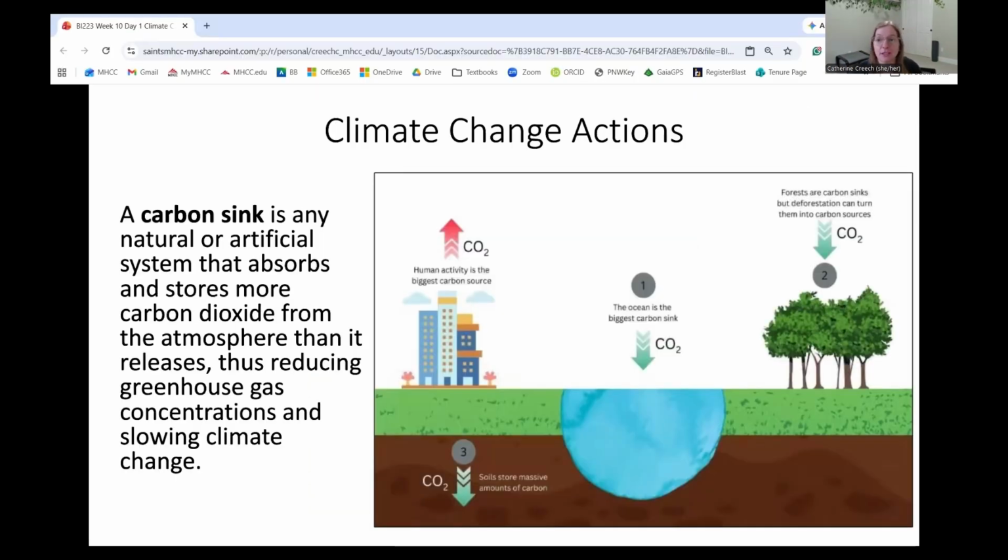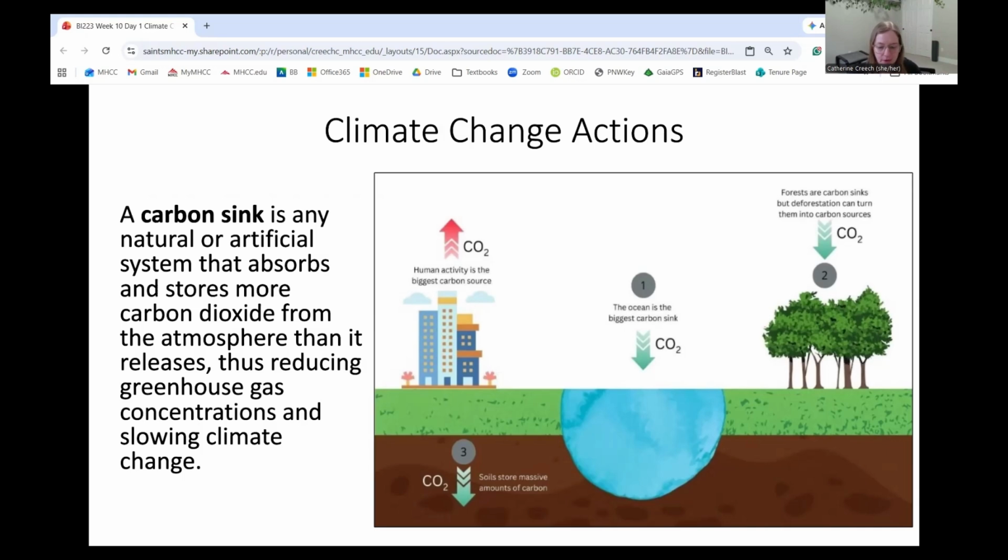One of the things that I always think about when considering what's being done is carbon sinks. A carbon sink is anything that naturally absorbs carbon dioxide, for example, trees or the ocean or soil. Then carbon sources are anything that's releasing carbon dioxide, like burning fossil fuels, but also cellular respiration, right? I'm releasing carbon dioxide right now as I speak.